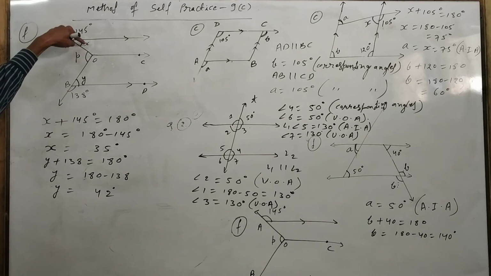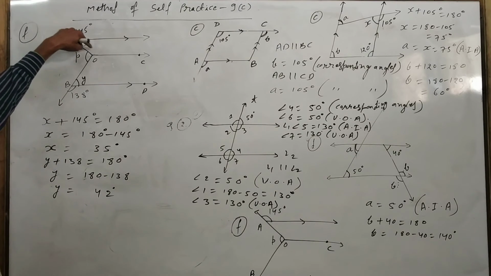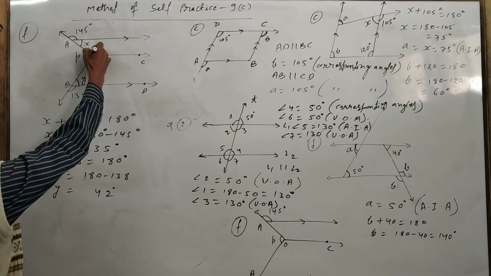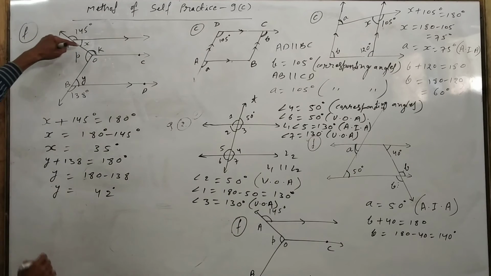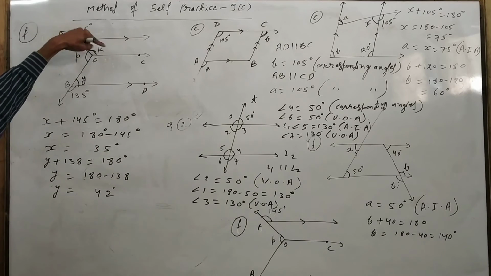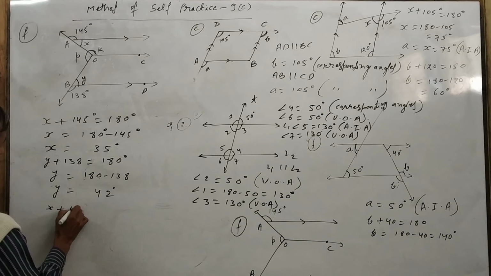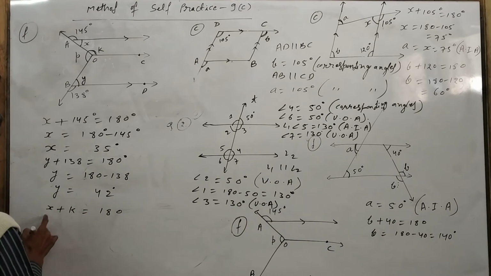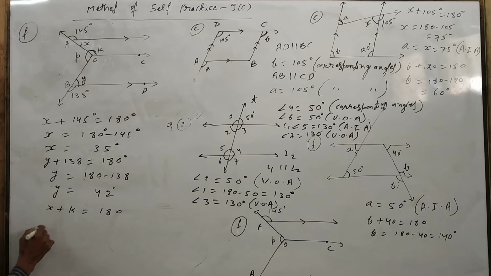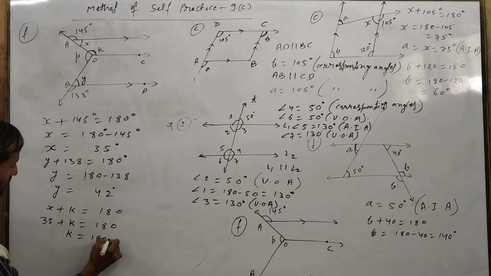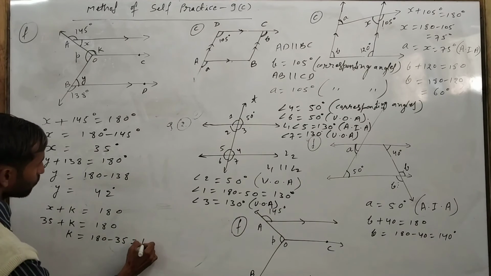Now we will use here the corresponding angle property and the sum of co-interior angles property. Again just suppose here k. So x and k will form co-interior angles. So x plus k is equal to 180 degrees. And we already know the value of x is 35 degrees. So 35 plus k is equal to 180. So k is equal to 180 minus 35. So again it will come 145 degrees.